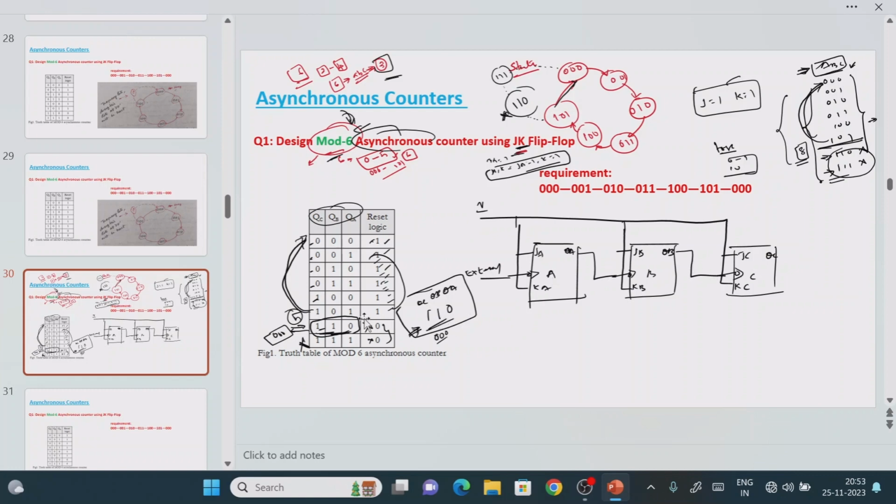But what is our requirement? Once it reaches 101, again it should go back to 000, right? It means that after 101, what should not occur? 110 should not occur. If 110 is not occurring, right, it means that 111 will also not occur, right? So now the stop we have to do is, for 110 we are going to perform the stop operation. So what do you mean by this?